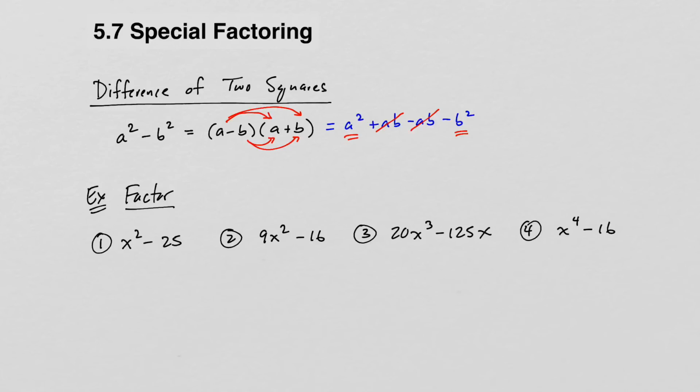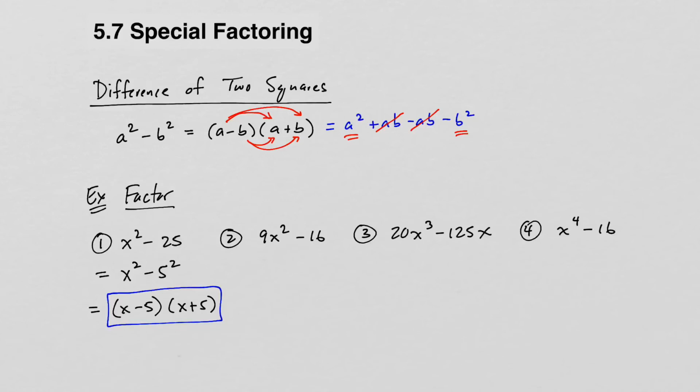So in our first example down here, we have x squared minus 25. Now you don't have to take this next step, but this is the same as x squared minus 5 squared. And this factors as x minus 5 times x plus 5. And I'll let you verify by checking.